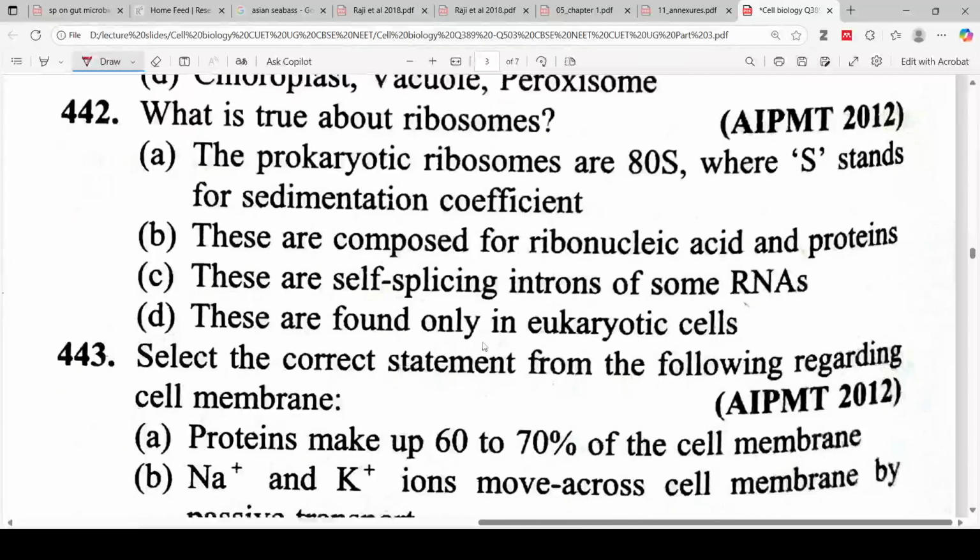Next question, what is true about ribosome? Prokaryotic ribosome are 70S, and S stands for sedimentation coefficient. So this is not correct. These are composed of ribonucleic acid and protein. These are self-splicing introns of some RNAs, and these are found only in eukaryotic. So this option is not correct. This option is not correct. The correct option is option B. Next question.